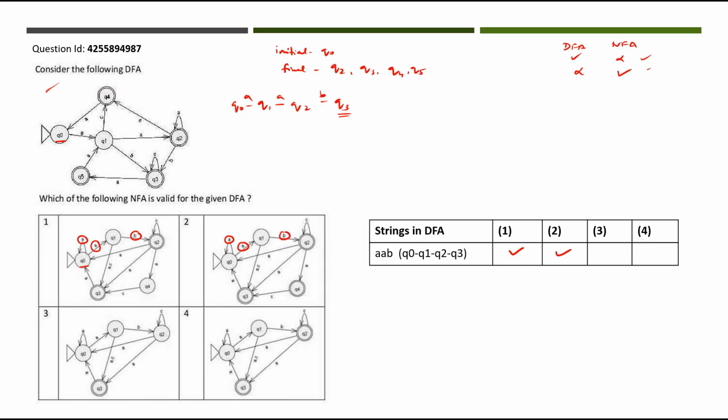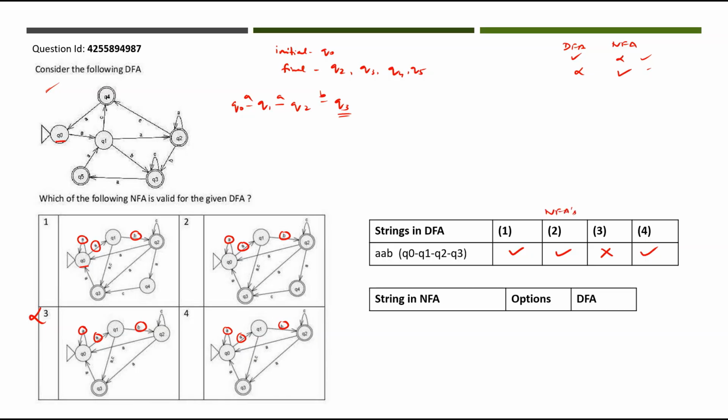Coming to option 3, here only one state is a final state. The remaining states are not final states. So let's check A, B. It is not ending in a final state, which says that this particular NFA can be removed from the answer list. So we will remove this. Let's check option 4. A, B is there. This is one way to process. We are taking a DFA accepting string and checking with the NFA given in option 4.